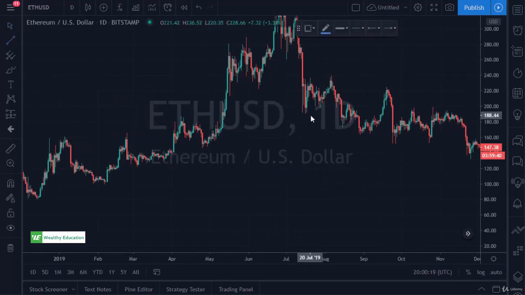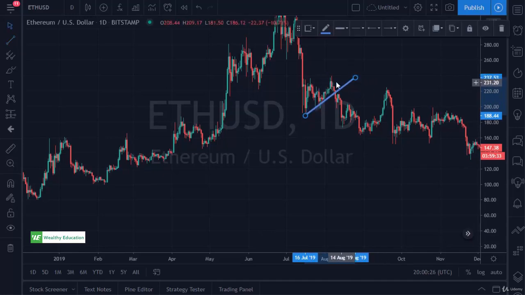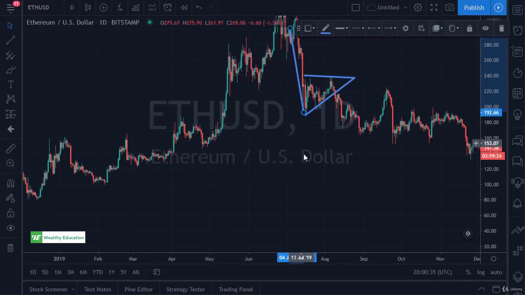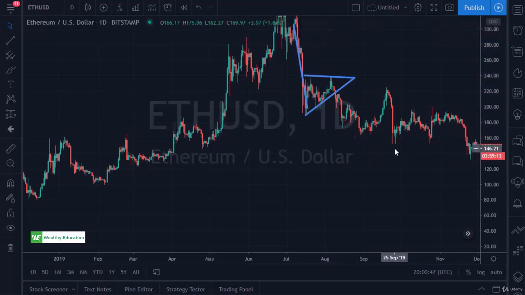You can make an argument for a bit of a triangle here, with a move lower in the pole. Now this one was a little trickier because you did get your target down here, but you had to wait a while. That's the thing. There's no guaranteeing that you're going to get there right away, but you can see you would have never come close to hitting your stop loss here.